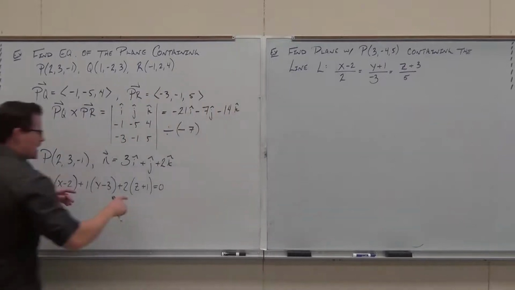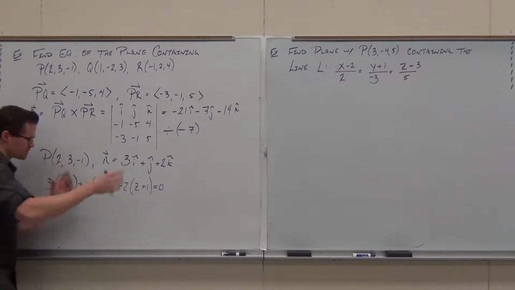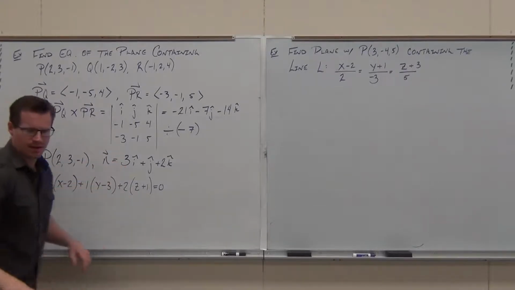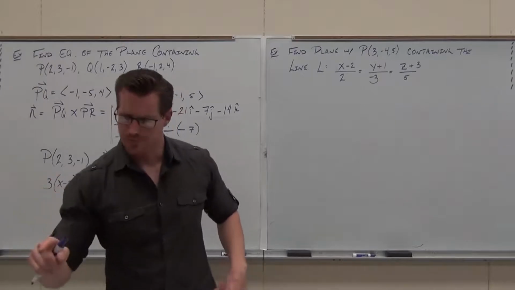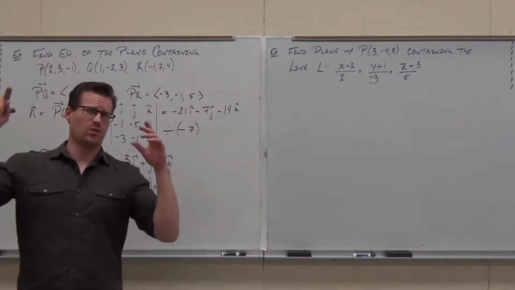So we have our normal vector components here, here, and here. We got our coordinates for our point here, here, and here. Make sure your signs are okay. Distribute. Did you guys do this and get a final answer for me? I got 3x plus y plus 2z equals 7. Beautiful.